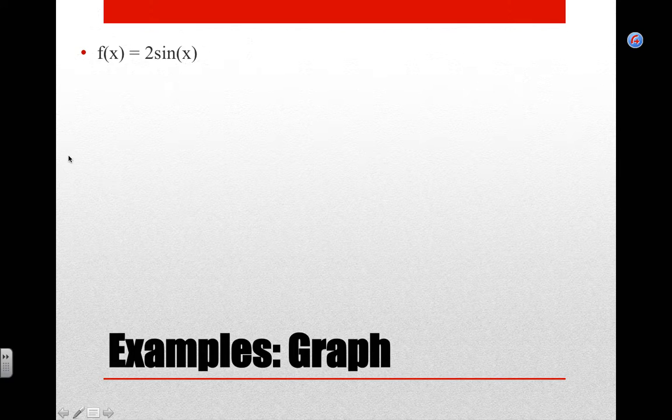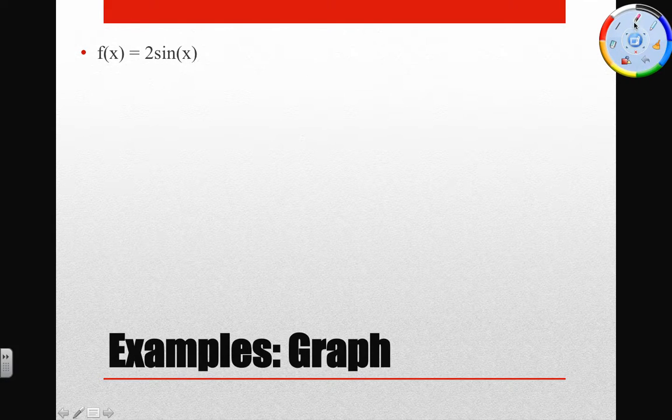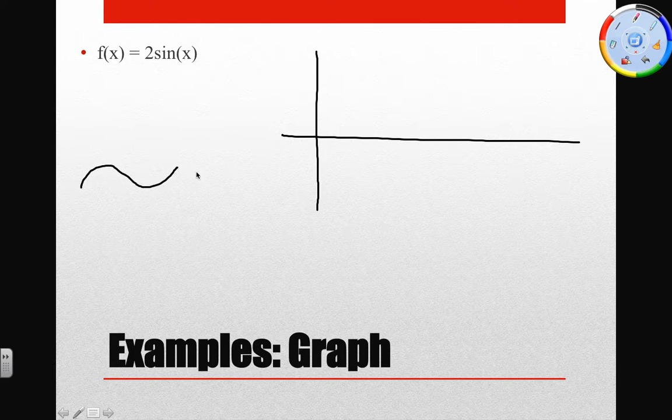The first one being the simple one, 2 sine of x, and we're just going to go ahead and graph. So what I want to do is I only want to graph one full period of the function. So I want to make it look like this, just one full curve. And eventually we'll get to the point where we can do more than one.